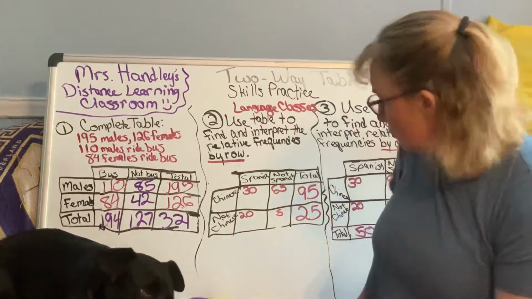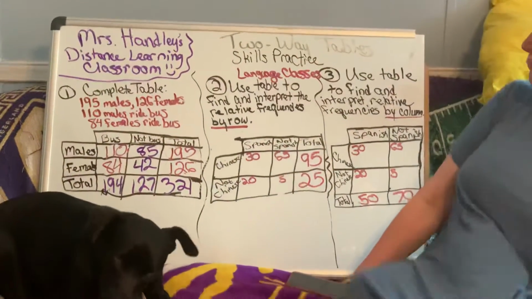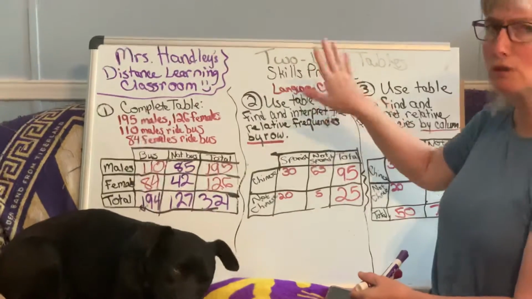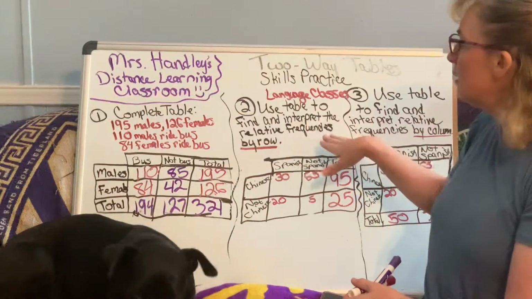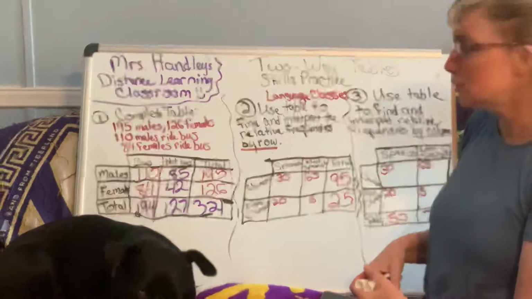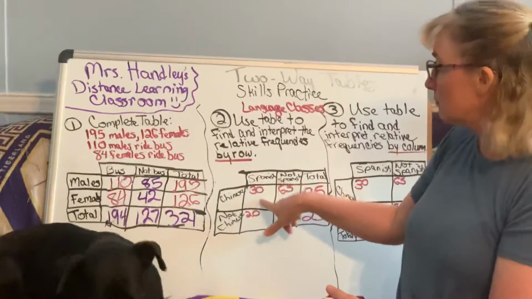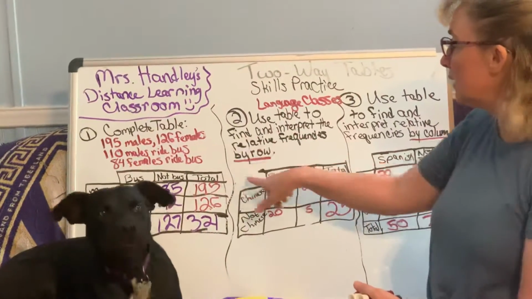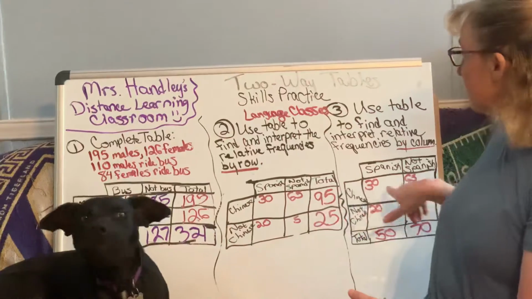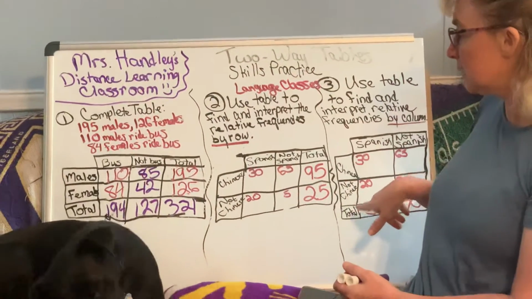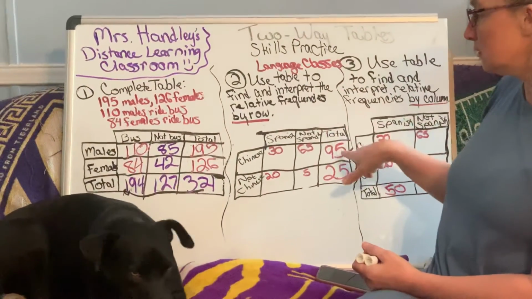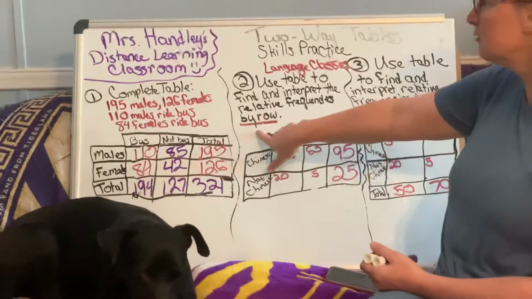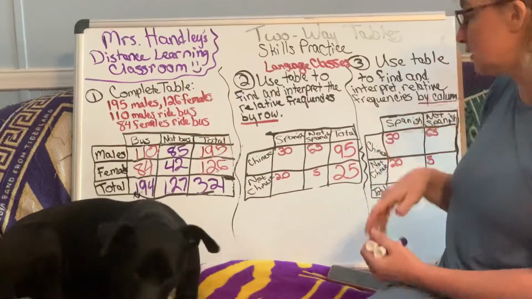Number 2, we get into a little more depth, and we have to find a relative frequency and interpret. We'll talk about the interpreting in a second. Relative frequency is the ratio between what you are looking at and your total, and we want to go by row. If you notice, the data in number 2 and 3 are the same. It's just that our totals here are by rows, and the totals here are by columns. So you have to be aware of what you're looking for in your relative frequencies.